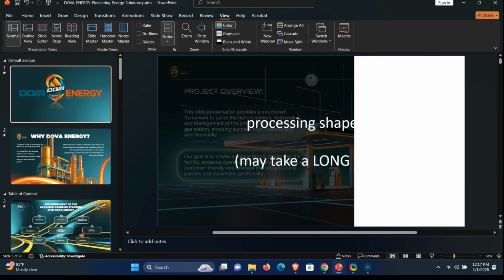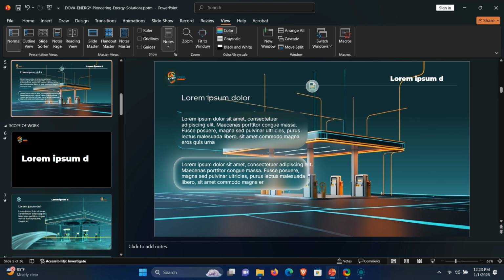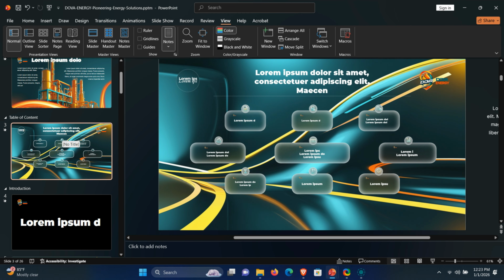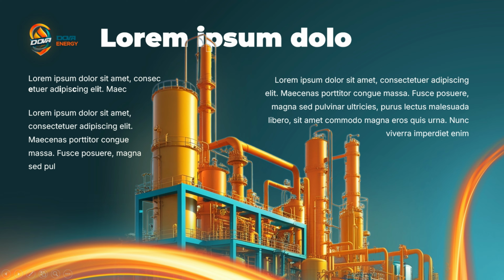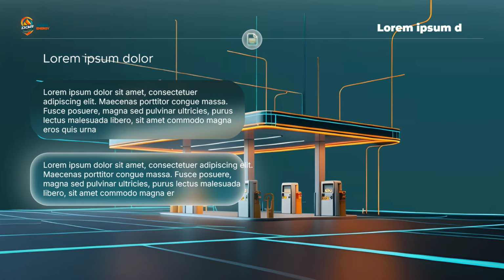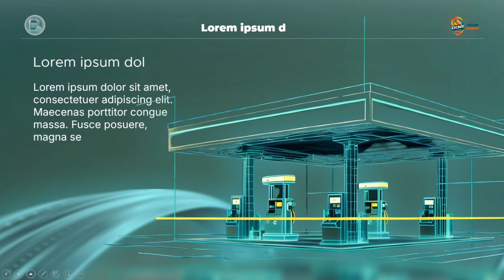Give it a moment depending on how many slides you have. Scroll through slides. All the text has been replaced. Now the real test, the animations. As you can see, everything still works. Motion, timing, layout, all intact.